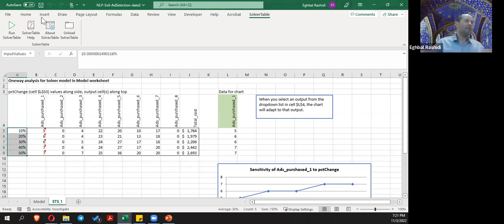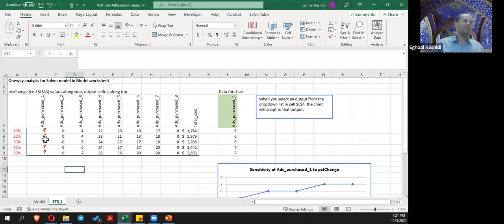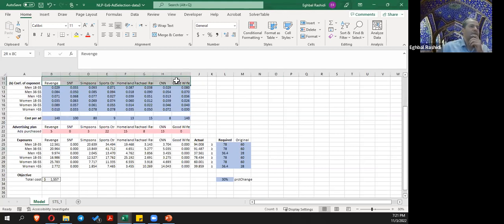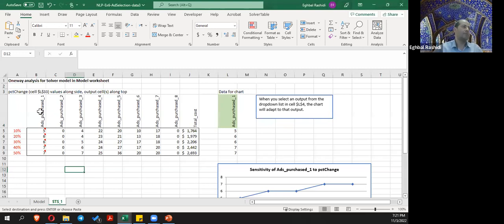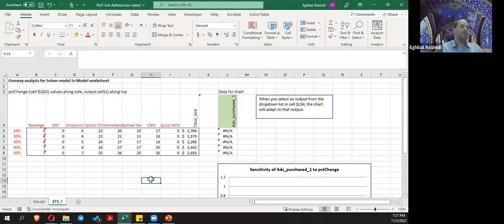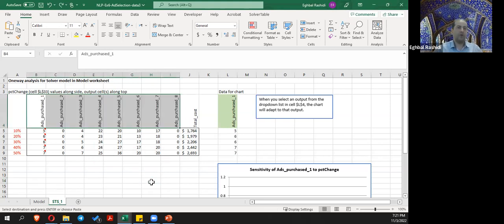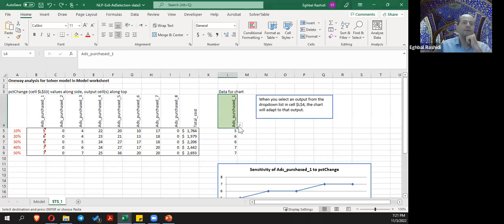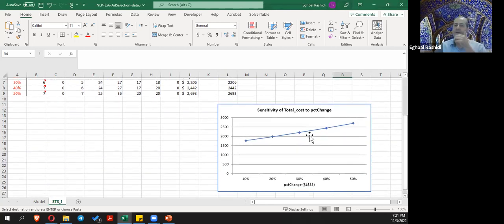So this is the rate of change here, from 10% to 50%. These are different ad models that we have. But that's kind of messed up, so I'm going to undo. Okay. And this is total cost. If I just go to the total cost function here, as you notice on this graph, this is the total cost. This is the percentage change from 10% to 50%. It looks almost linear, the relationship between the total cost and the percent change. But if you actually look closer, it is a little bit more than linear.